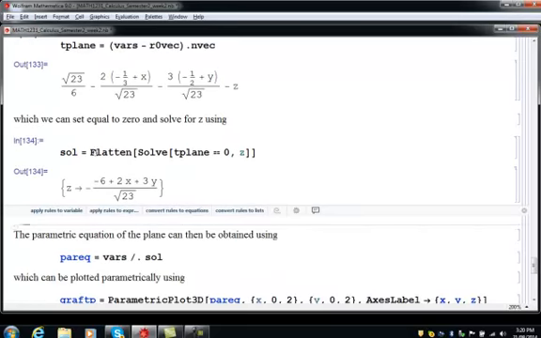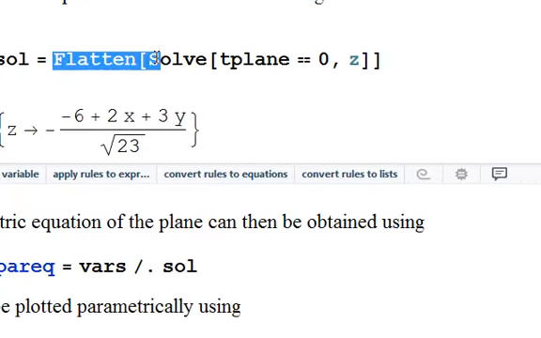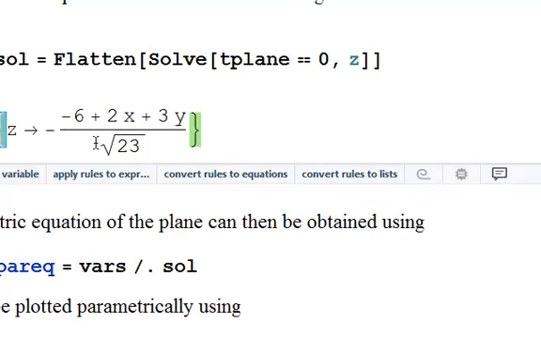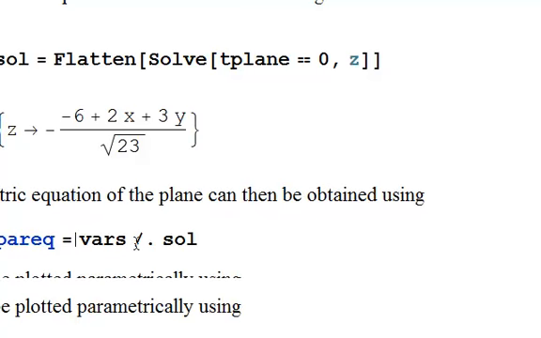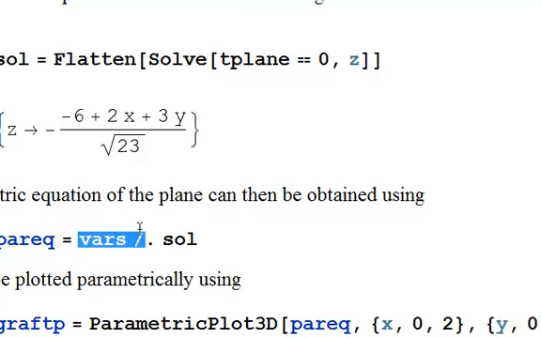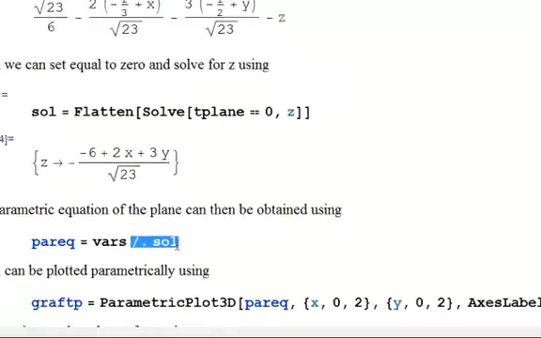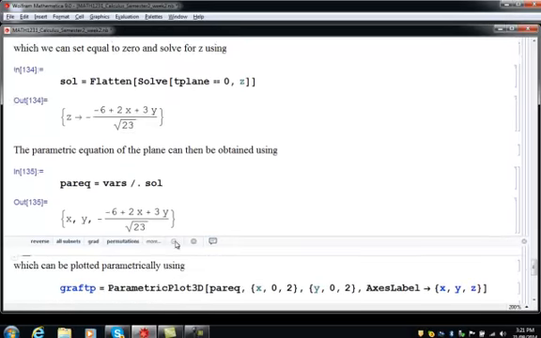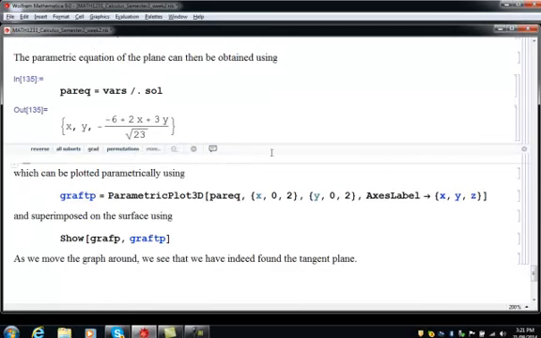Now I've used this mathematical function Flatten here, which removes excessive numbers of curly brackets. Anyway, the parametric equation of the plane can then be obtained by taking the values of the variables and replacing them by the solution. And that's that.